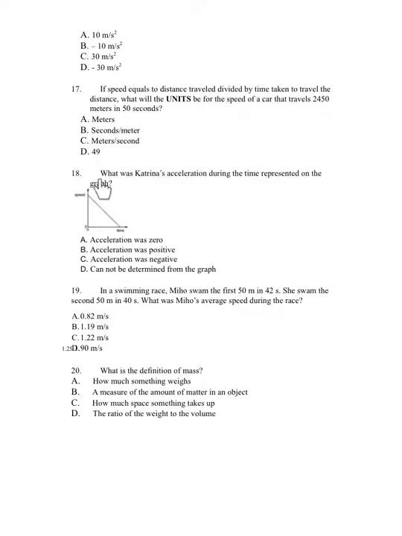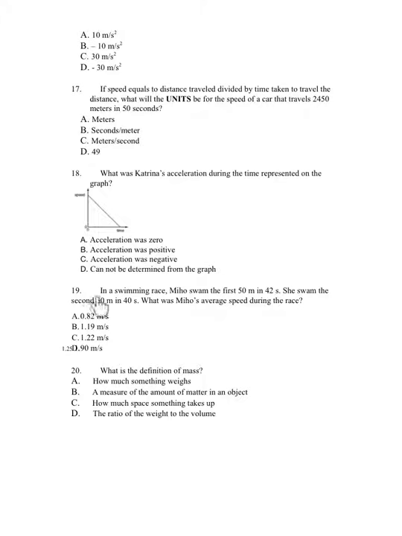Number 18. What was Katrina's acceleration during the time represented on the graph? A. Acceleration was 0. B. Acceleration was positive. C. Acceleration was negative. D. Cannot be determined from the graph.